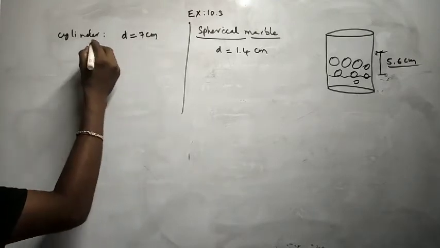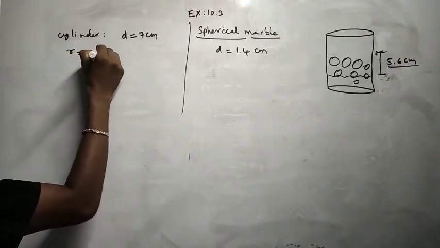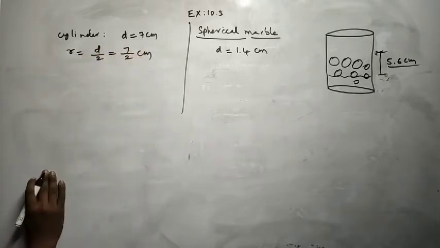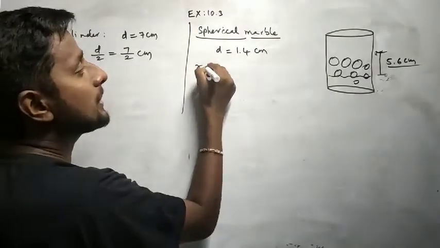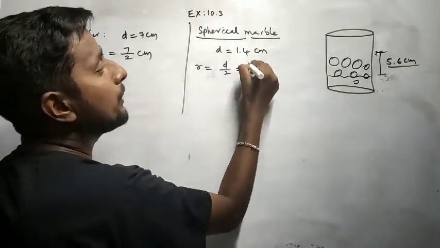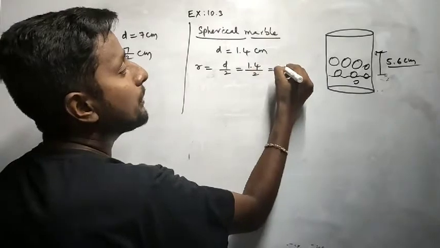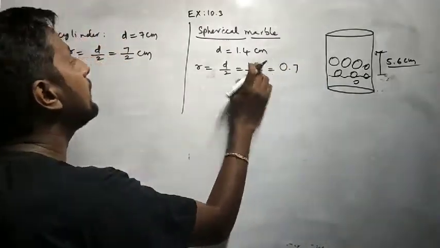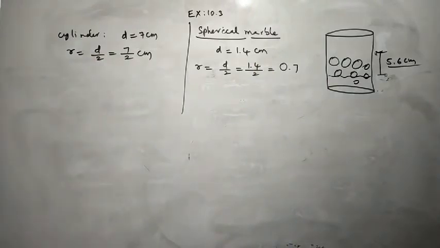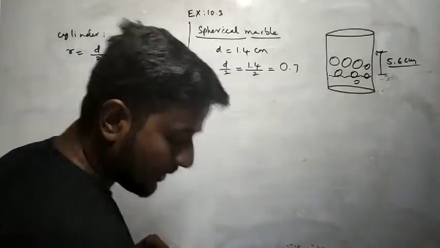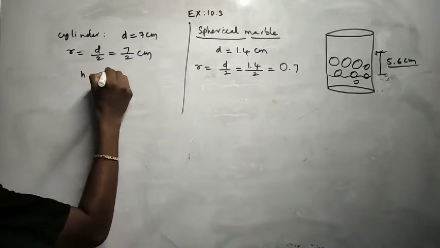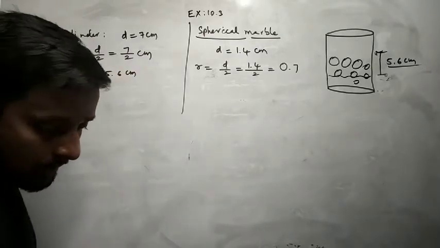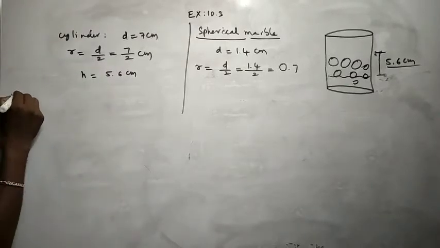So diameter has been given already. So I will write radius is equal to d by 2. So that is nothing but 7 by 2 centimeter. So here radius is nothing but d by 2, 1.4 by 2. Simple, will write as 0.7. Here it can get cancelled because it is an even number. It's an odd number, so I make it simple. Yes. Now height. The water increased 5.6 centimeters. So that we will treat as height. Now volume of cylinder.